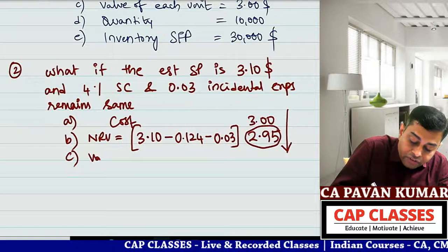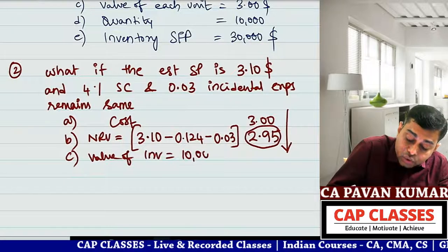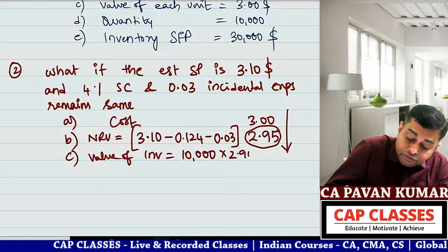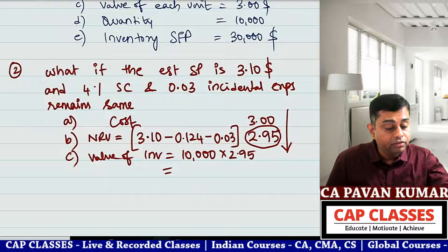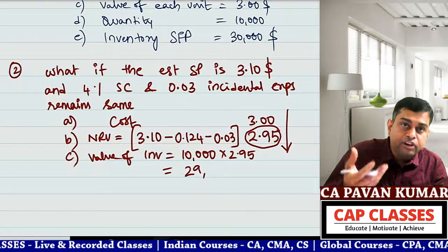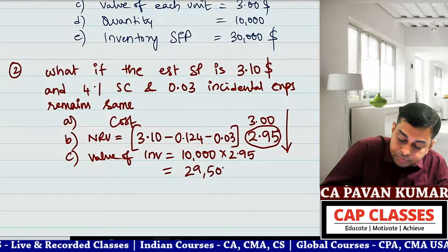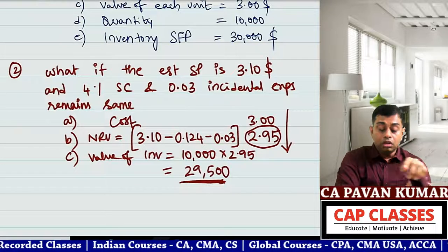So what is value of inventory? Value of inventory is equal to 10,000 units quantity into 2.95. That is equal to 10,000 into 2.95. You don't need a calculator for this, but by relying on it, we have become dumb when machines have become smart, no? 29,500.